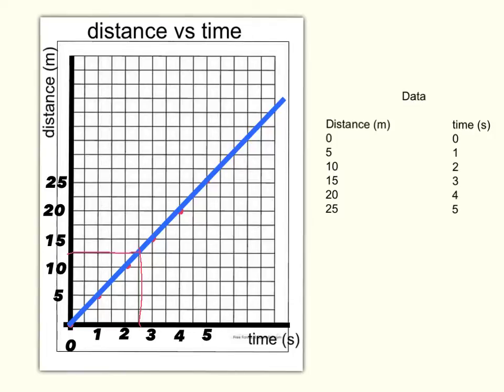Now where would the object be at 6 seconds? Well, that's not even a data point we graphed, but we can actually take a look. If we put 6 here and then do the same thing, we go up and then we'll go over, and although we didn't plot it, we can see that if each of these two boxes is 5, this would be 30. So at 6 seconds, the object would be at 30 meters.